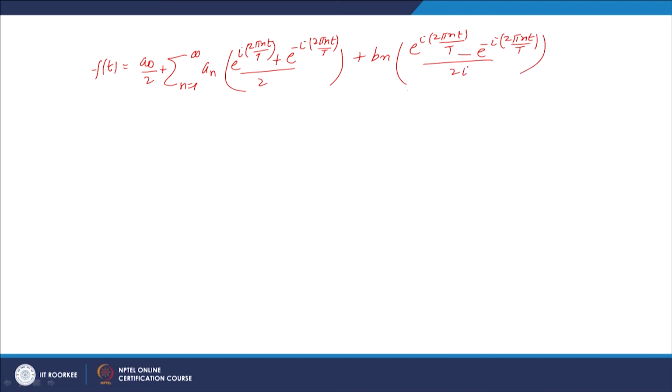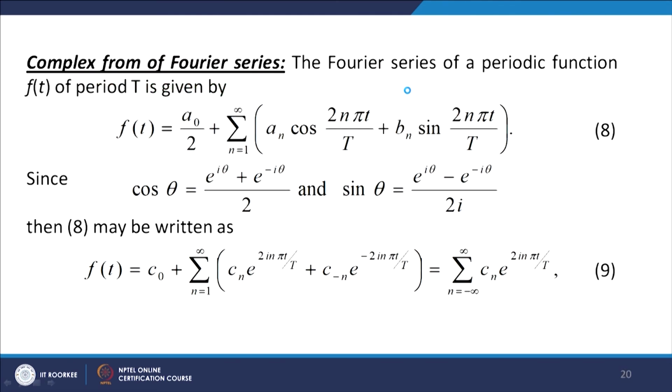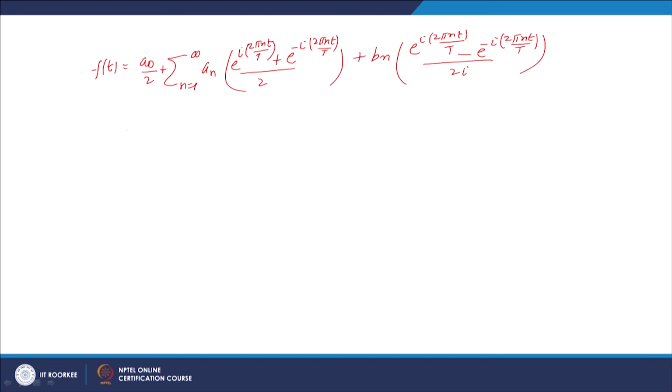So, this is what we have, and then we collect the coefficients of e to the power 2πi n t by T and e to the power minus 2πi n t by T. Okay. We will get this form. This will be equal to a naught by 2 plus sigma n equal to 1 to infinity, 1 by 2 (a n minus i b n) e to the power 2πi n t by T.